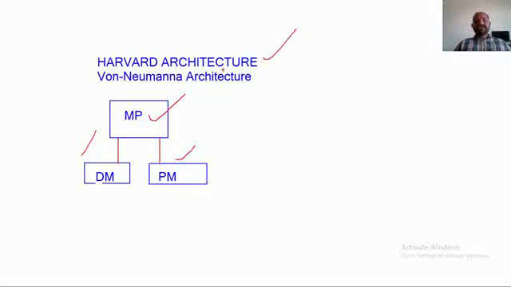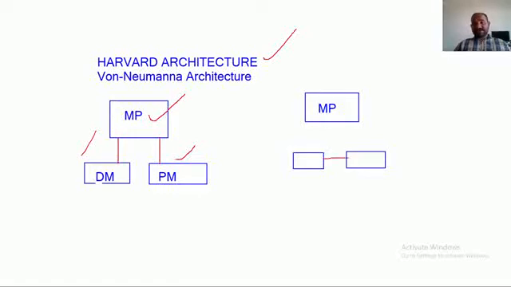The next case is the Von Neumann architecture. In the Von Neumann architecture we also have the program memory as well as the data memory, but we may use the same memory for both program and data. We least bother about whether we are using the same or separate memory. Here, in this microprocessor, I'm using a common bus for the program memory as well as the data memory.